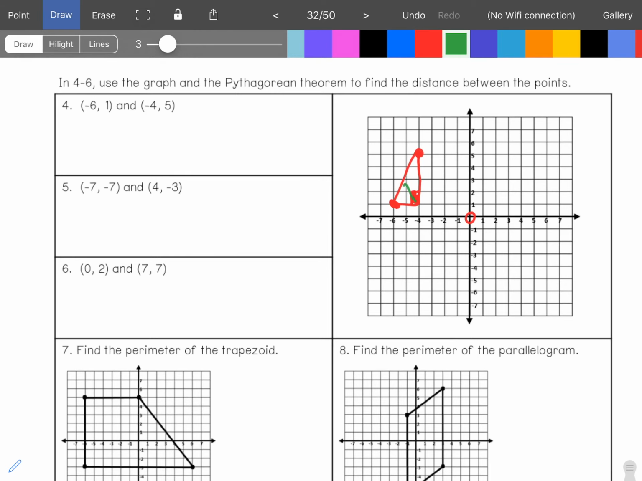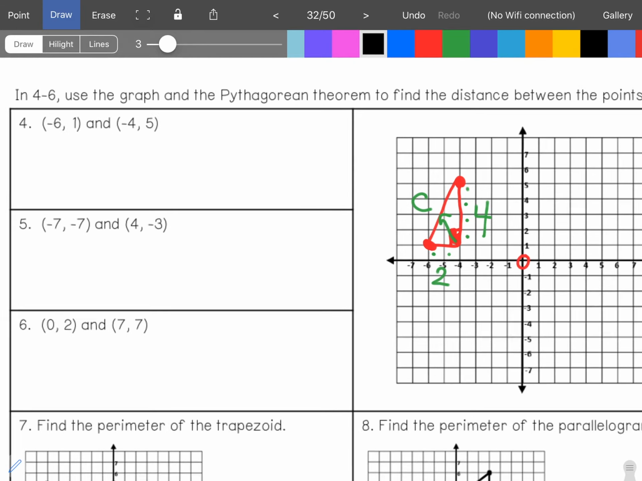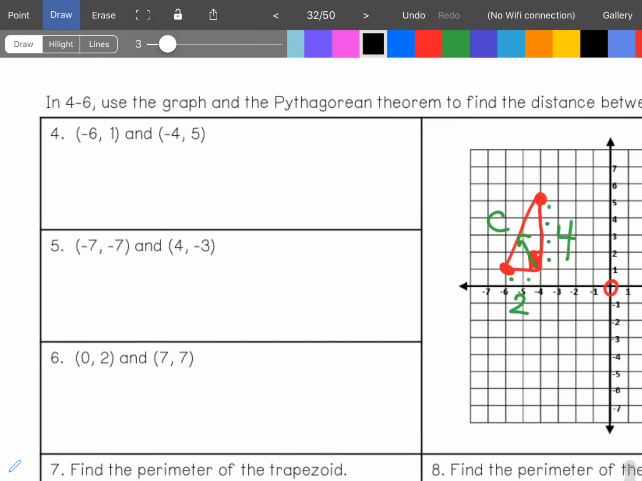So we get this straight across as our C. Now the bottom is going to be 2. The top is going to be 4. So we can set up our Pythagorean theorem here, and we can solve for the distance between those 2 points. So we're going to have 2 squared plus 4 squared equals c squared, because we don't know that distance. 2 times 2 is 4. 4 times 4 is 16. 4 plus 16 is 20.